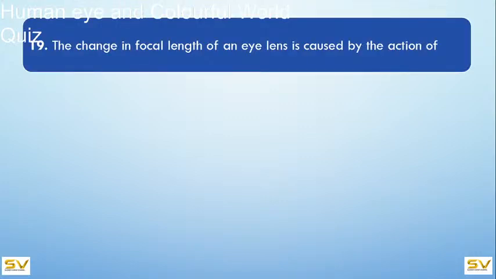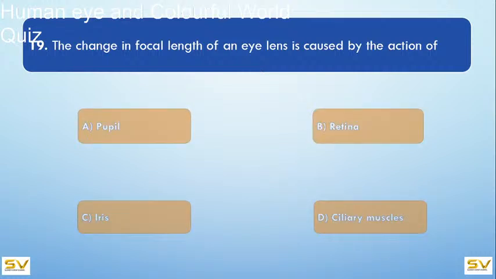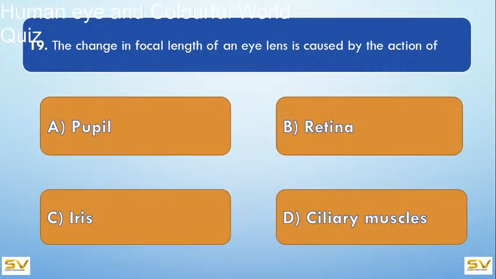The change in focal length of an eye lens is caused by the action of: pupil, retina, iris, or ciliary muscles?